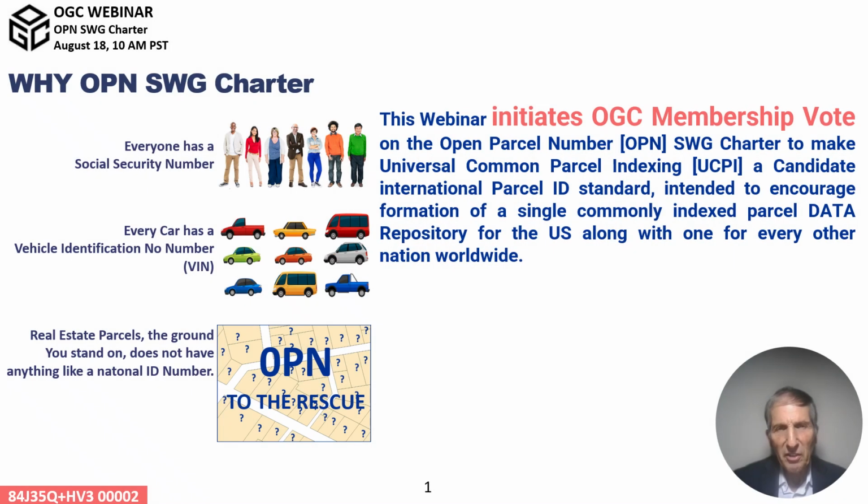This webinar initiates the OGC membership vote on the Open Parcel Number, or OPN SWG Charter, regarding Universal Common Parcel Indexing, or UCPI, being a candidate international parcel ID standard for formation of a single commonly indexed parcel data repository for the U.S. and one for every other nation worldwide. I'm Dennis H. Klein, 61 years in geospatial, the standards author.